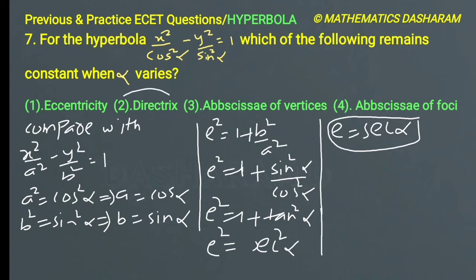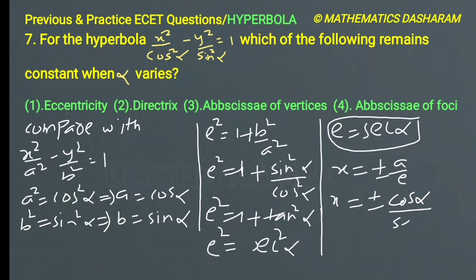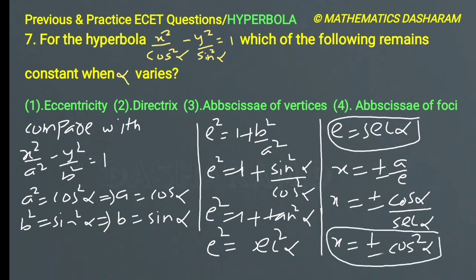Next, option 2, that is directrix. So the directrix equation is x equals plus or minus a by e. So x equals plus or minus a value cos alpha and e value, that is eccentricity, sec alpha. So x equals plus or minus sec alpha means it is 1 by cos alpha. So then cos alpha divided by 1 by cos alpha will become cos square alpha. So this is the second option answer.